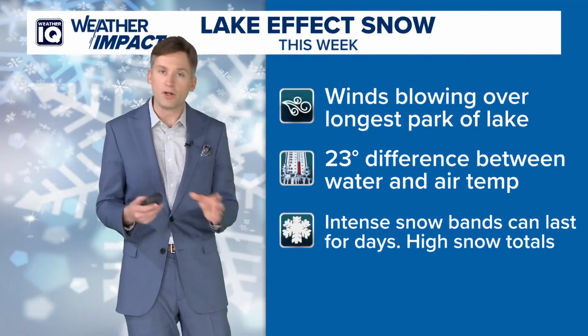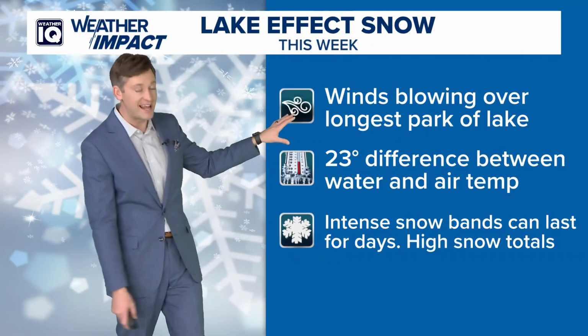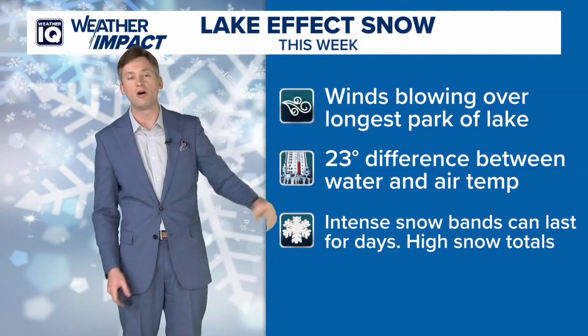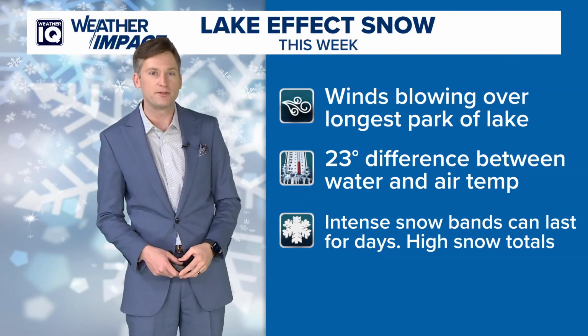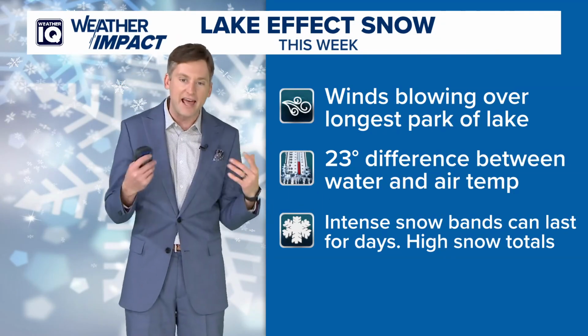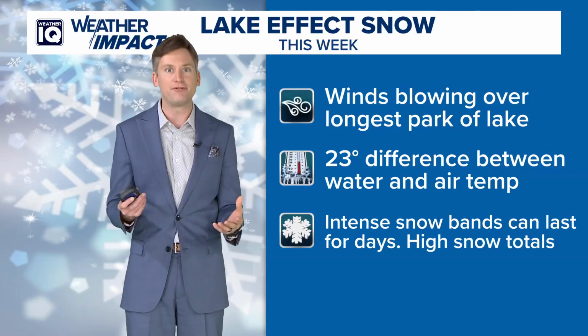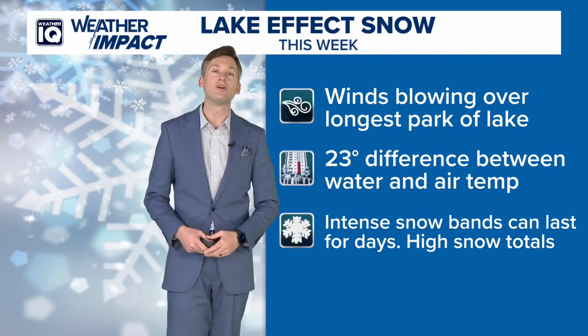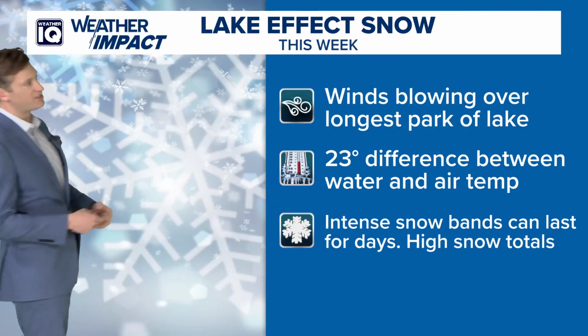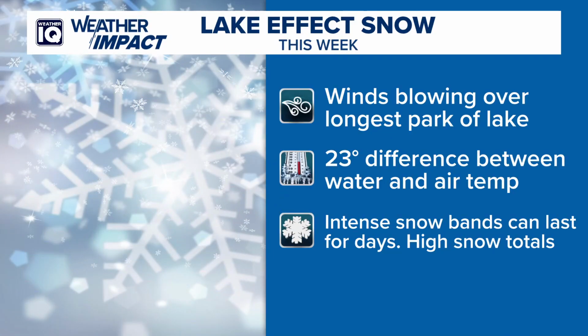All right, so let's review. In order for lake effect snow to form, you need winds, and cold winds blowing along the longest part of the lake. You really need at least a 23-degree temperature difference between the warm lake water and the air that surrounds it. The larger that difference, the more intense those snow bands can be. And those snow bands can last for hours or even days, potentially totaling up to a few inches per hour or even a few feet over a couple of days.